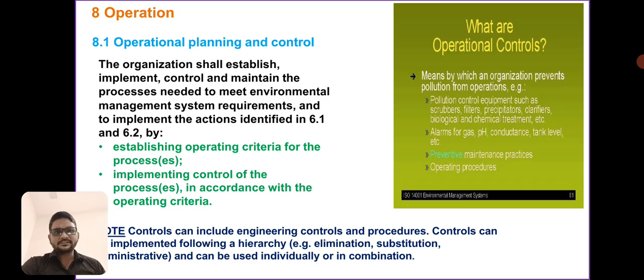That is 6.2, environmental objectives; 6.1 is environmental aspects and impacts. Now, control can include engineering control or procedure. Control can implement the following hierarchy: elimination, substitution, administrative control, and can be used individually or in combination. We can use these operational controls in combination as well as individually.